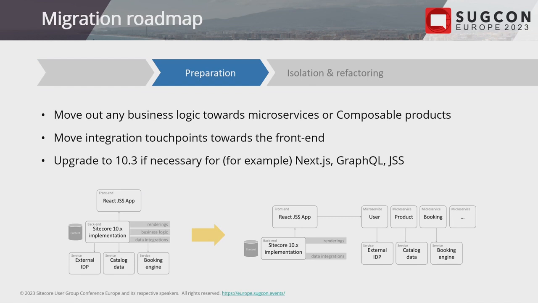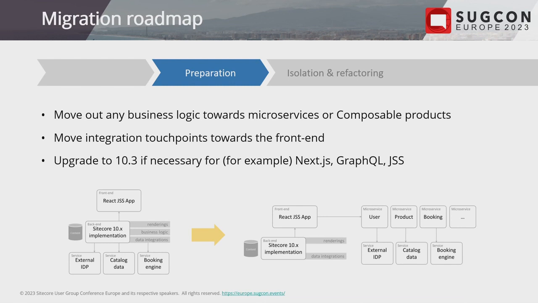The next step is preparation, or maybe isolation and refactoring. And here you're going to transform your architecture. And as you see below, it's a bit small at the back, I know, but the renderings, the business logic, and the data integrations in your current implementations need to move. Only your renderings stay, and you want to move your integrations, ideally in a more MACH-like architecture, to microservices and connect to them from the front end.